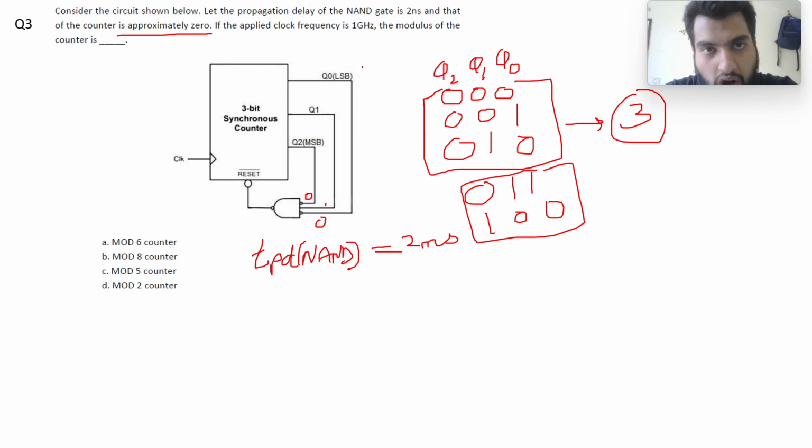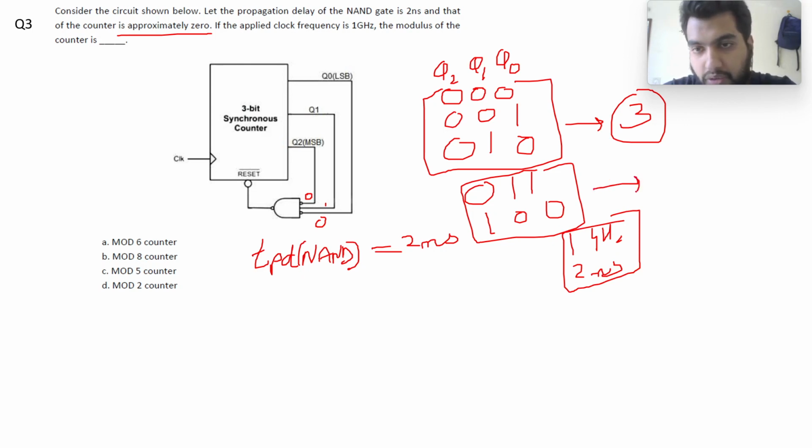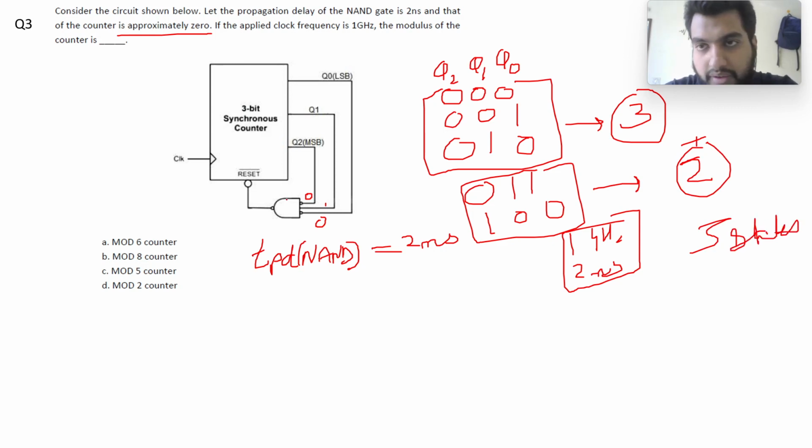Why will it give 2 more states? Because the clock frequency of the counter is 1 gigahertz, and we have a propagation delay of 2 nanoseconds. That means we can have 2 more states, and as a result this circuit will now count 3 plus 2, that is 5 states. So this thing, which was a 3-state counter when the NAND gate was ideal, now, as there is a propagation delay of 2 nanoseconds in the NAND gate, will count 2 more states. So this counter will be a mod 5 counter.